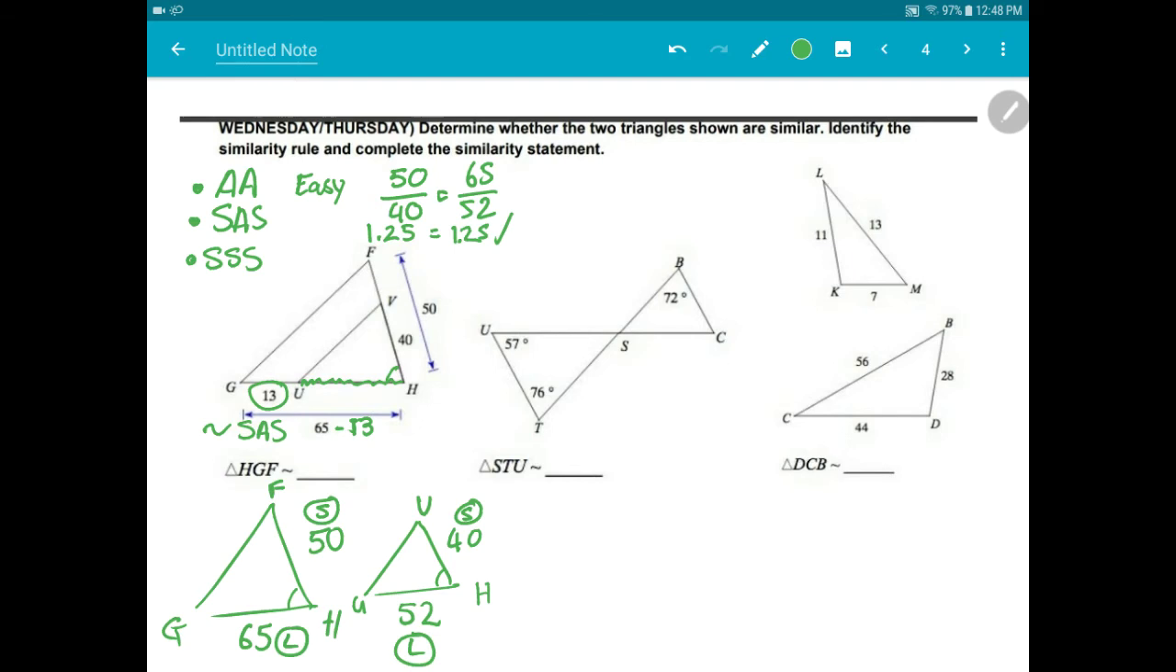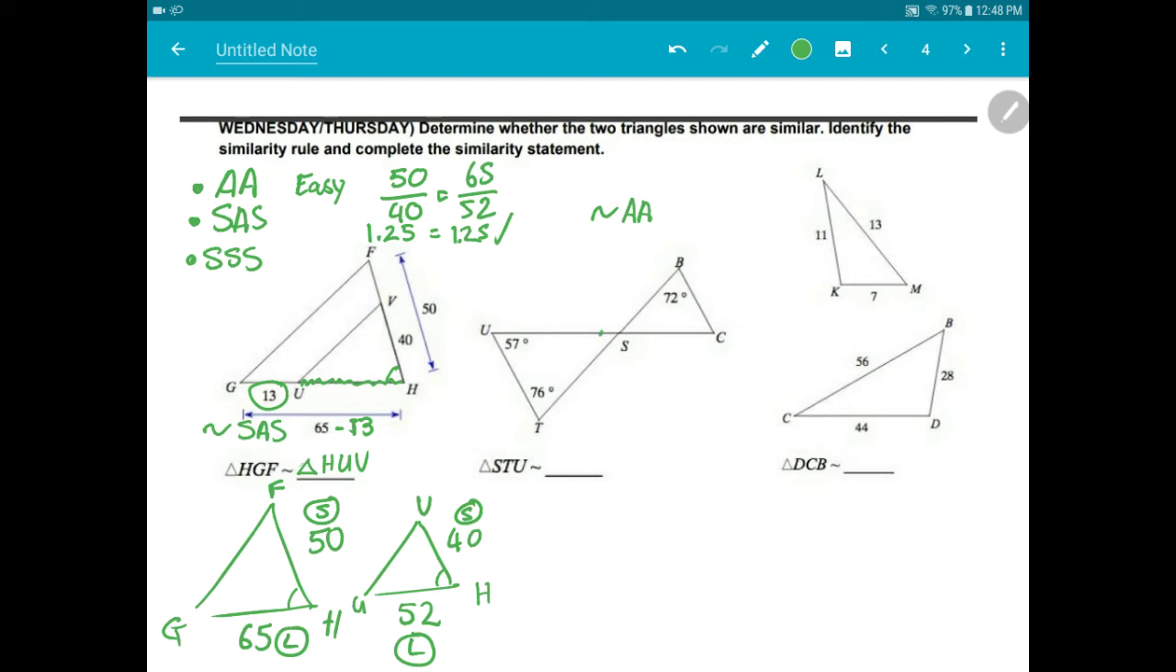Alright, so now I just need to come up with my similarity statement. HGF, okay, H over our longest side. We started H on the other one because it matches up. So triangle H, we go past our longest side U, and then V. Alright, so we follow the same exact pattern. Our second one, we don't have any sides, so we're going to see if this is similar by angle.